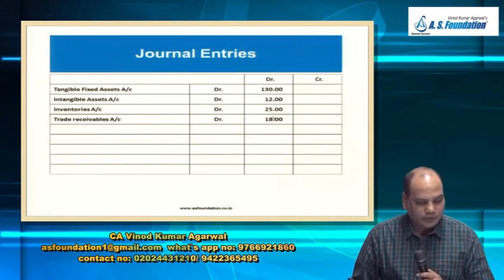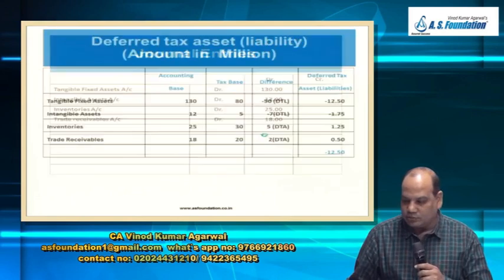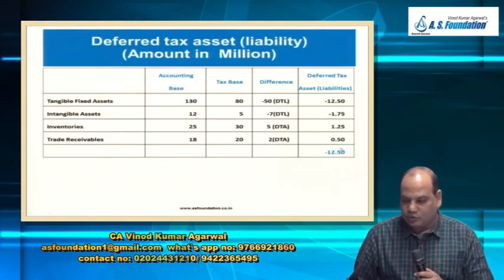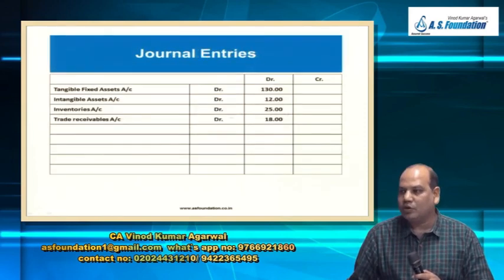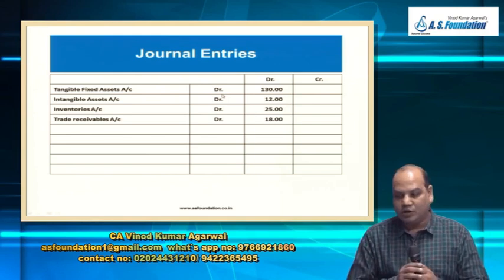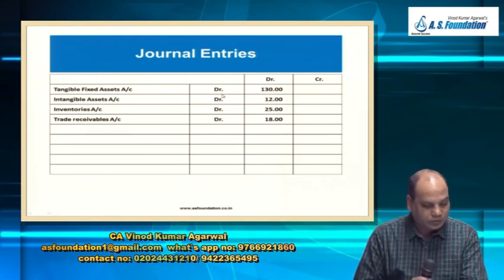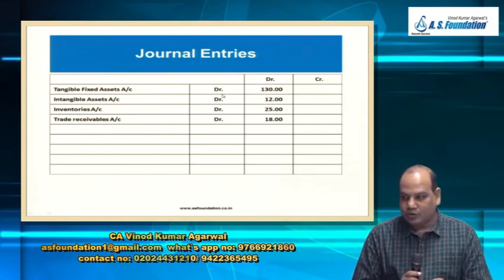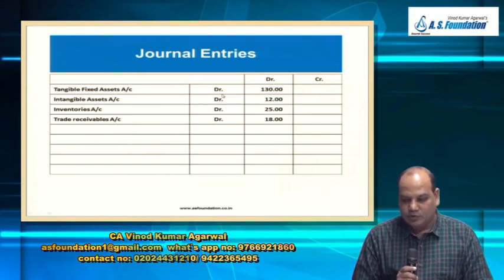We will recognize a deferred tax liability also. So while passing the journal entry, keep in mind we have to also incorporate deferred tax liability. Tangible fixed asset account debit, journal entries all at fair value. Fair value of tangible fixed asset, paragraph number 3 from the top. Keep paragraph 3 in front of you. Tangible fixed asset account debit 130.